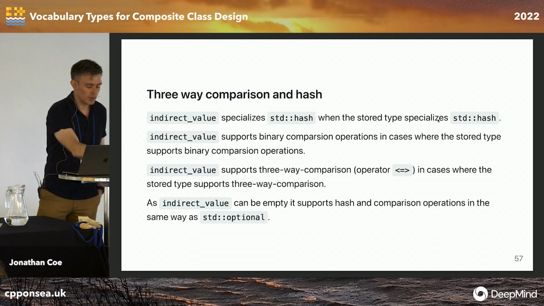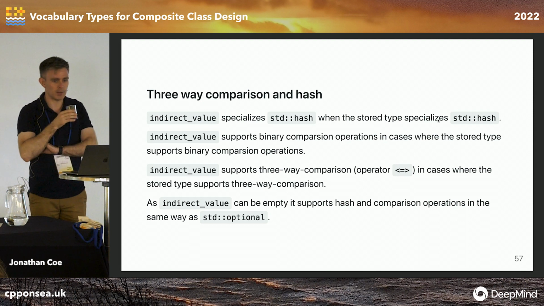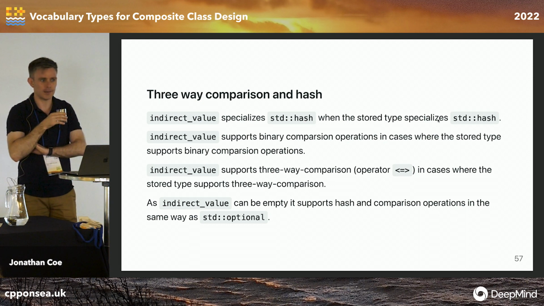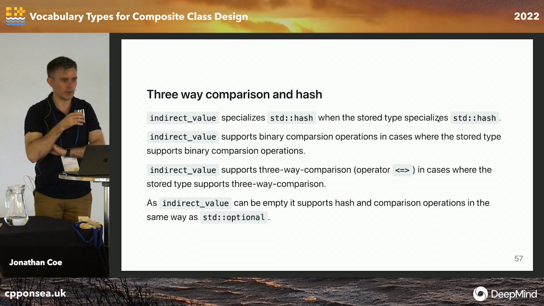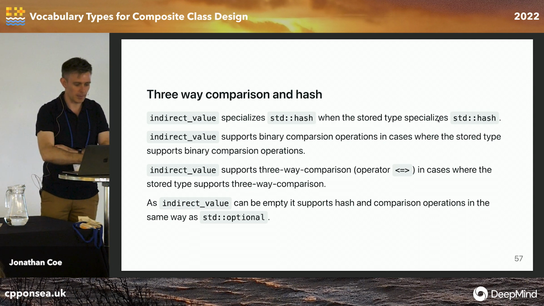So indirect value, because there's no ambiguity about the type, also specializes hash if the type inside specializes hash. And it will support three-way comparison if the type inside supports three-way comparison, and it'll support binary comparison if the type inside supports binary comparison. I'd like to be able to do this for polymorphic value. I think it's probably hard, and in general, I can't see a decent way of doing it without significant cost. But if anyone has any suggestions, I'd be interested.